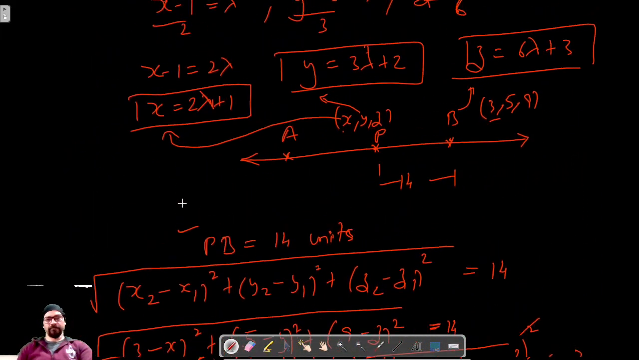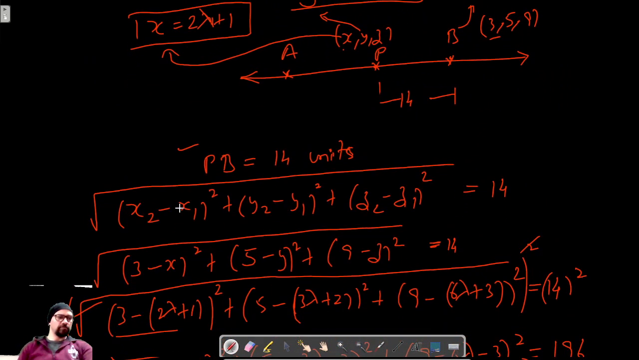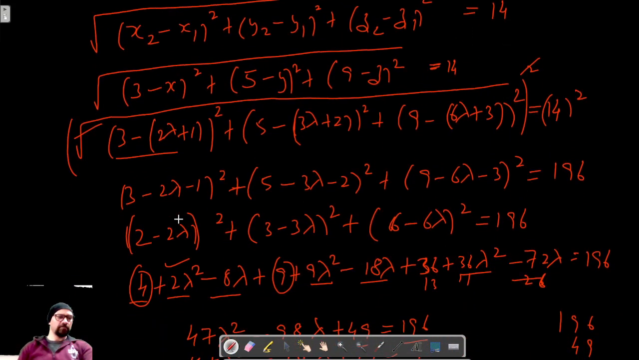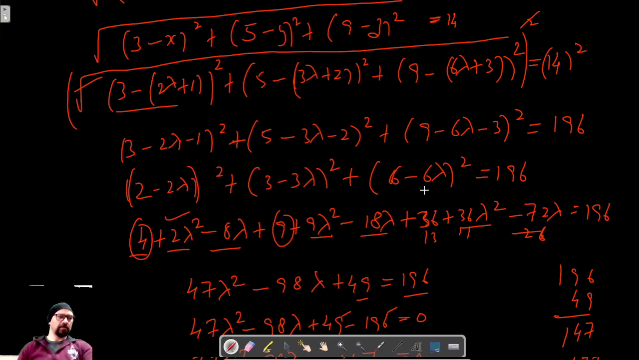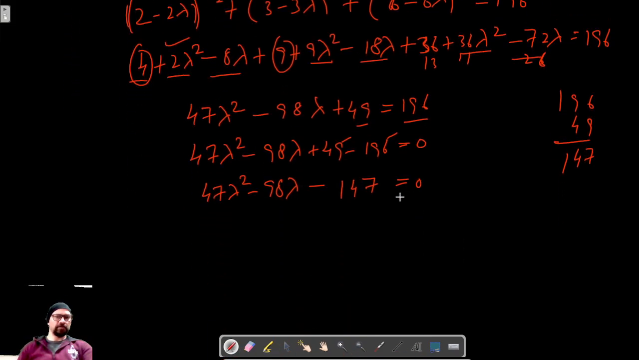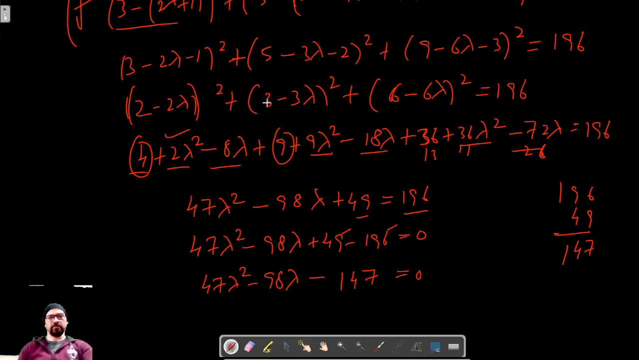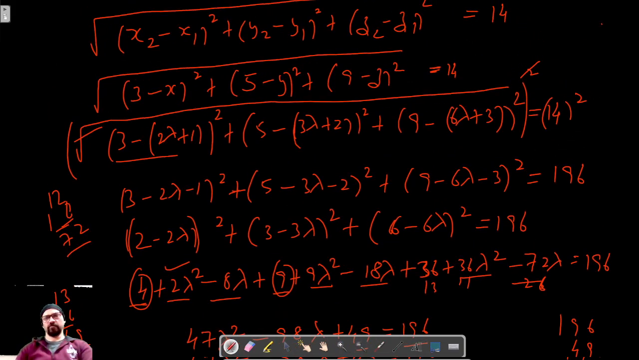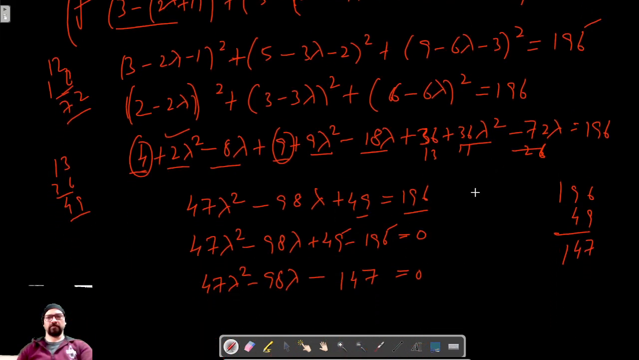X was equal to, this is 2λ − 2, 3λ − 3, and 6λ − 6. So this gives us 2 squared is 4, 3 squared is 9, 6 squared is 36. 2 sixes are 12, 6 twelves are 72. So this is 98, and 4 and 9 is 13, 13 and 36 is 49, and 14 squared is 196.